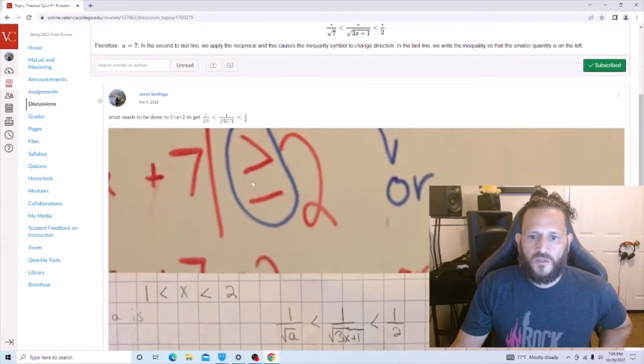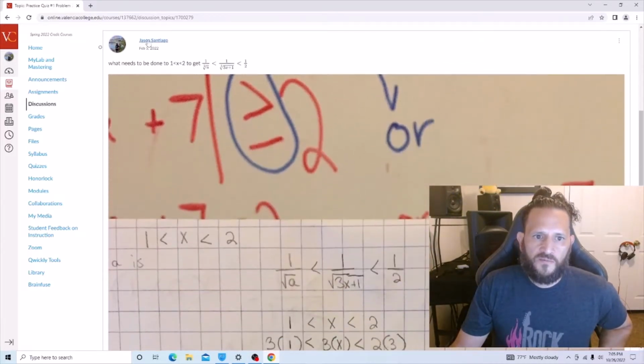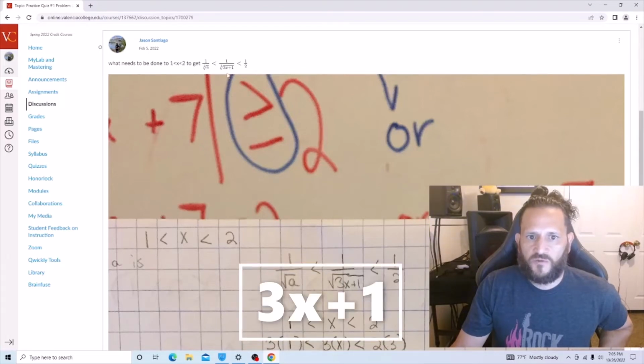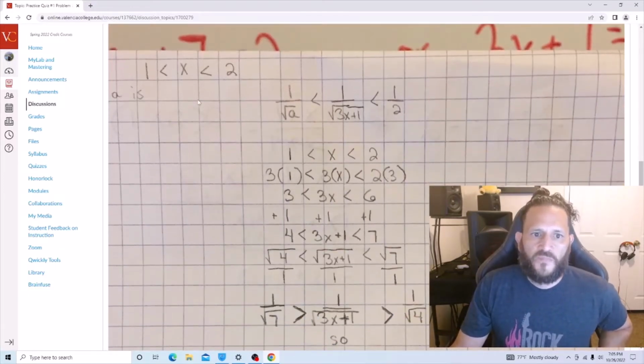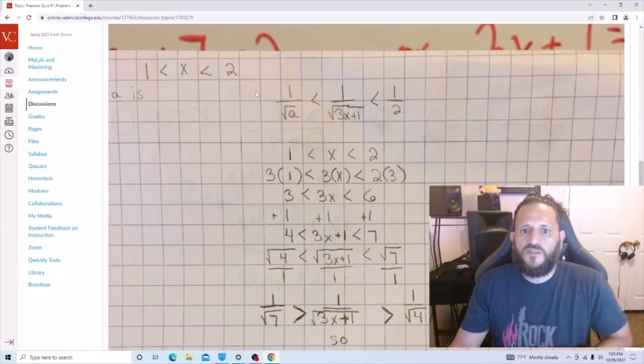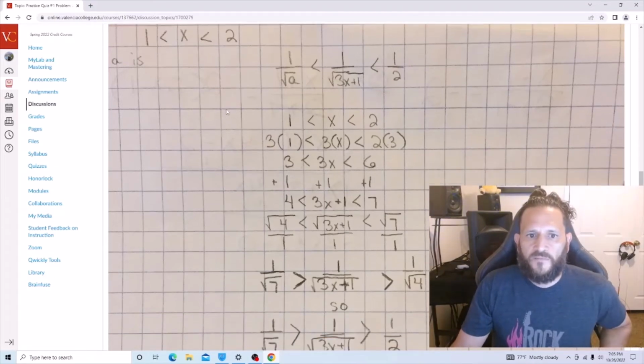So, and this is me here, what needs to be done to get 1 is less than x is less than 2 to get 1 over the square root of a is less than 1 over the square root of 3x plus 2 is less than 1/2. Alright, so here it is on paper. There's the first inequality, there's the second inequality. There's 2 inequalities here.